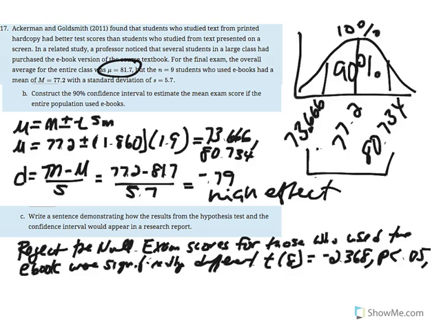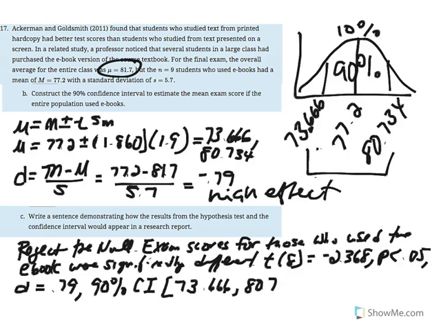And then we would follow with our supporting statistics. D is equal to 0.79. And then we calculated a confidence interval at 90%. So we're 90% confident that if the entire student population were to use an ebook version of the text, their final exam results would reside within the range of 73.666 through 80.734. Again, this prediction is of the unknown population. And that is our concluding statement for this particular example.